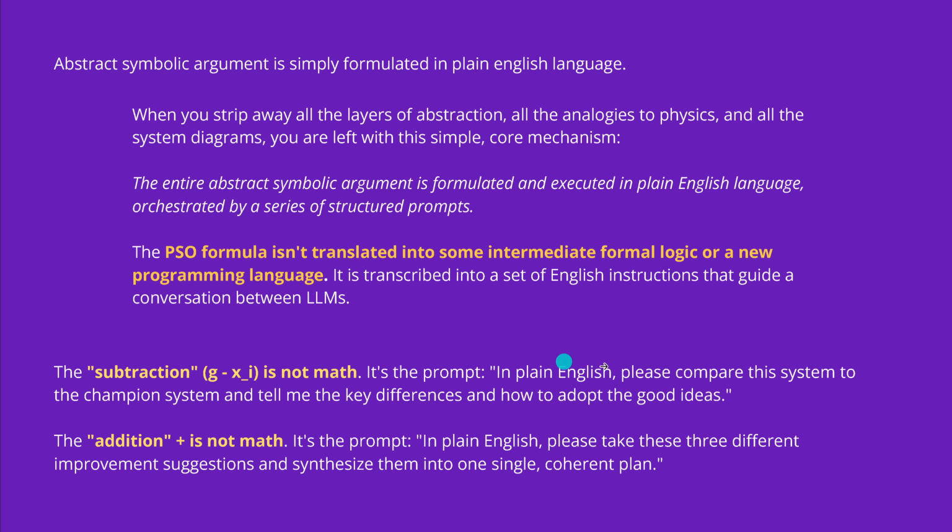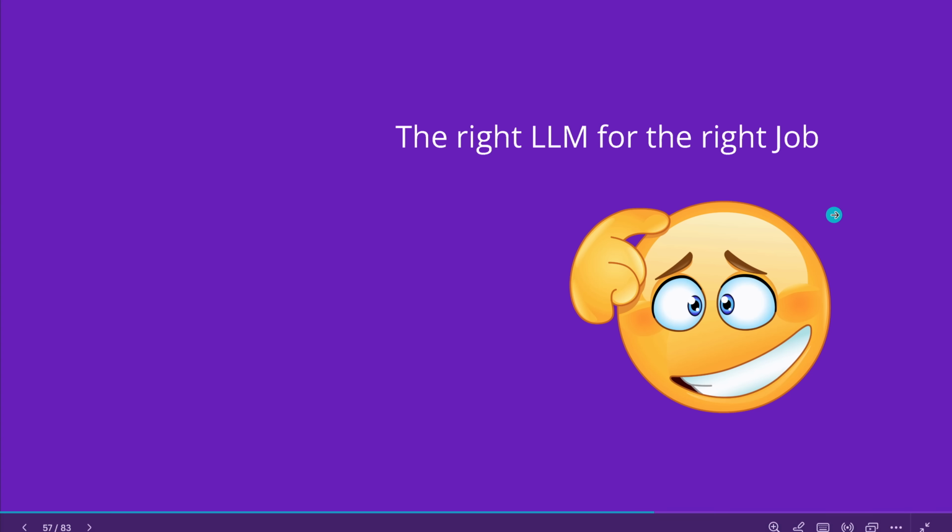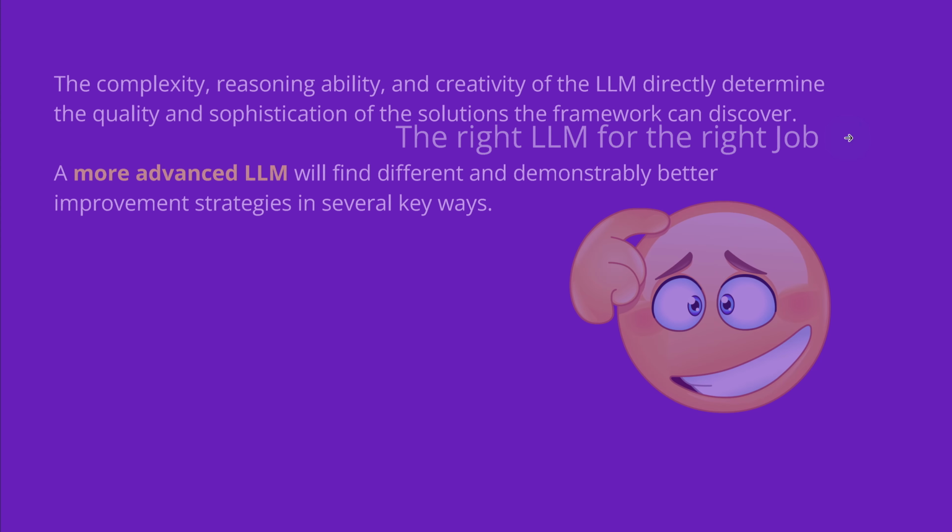So this operation is now, in plain English: compare this system to the champion system, G, and tell me the key differences and how to adopt the good ideas. Now you see this has so many degrees of freedom. This is not a system you would use in theoretical physics. This you could just operate here in computer science, computer code. And also another operation: you just say, hey, please take these 3 different improvement suggestions and synthesize them into one single coherent plan. The options for how this LLM is performing this are 100 or 1,000 possibilities given the complexity level. So you need the right LLM for the right job, for the right complexity. Otherwise, you lose performance like crazy.